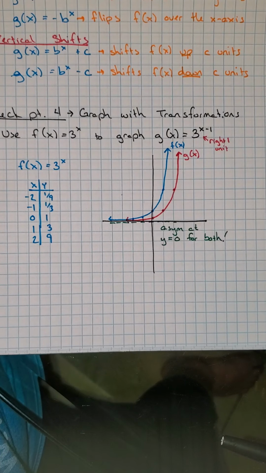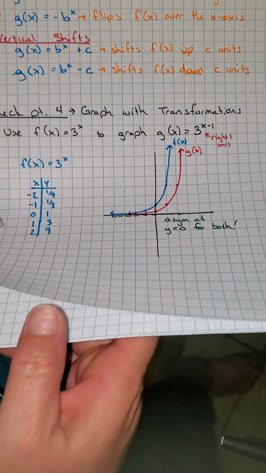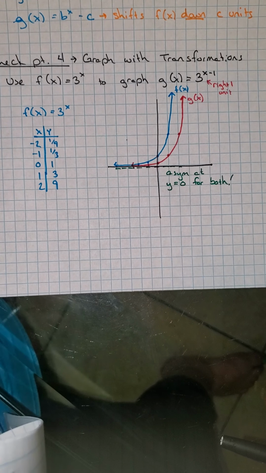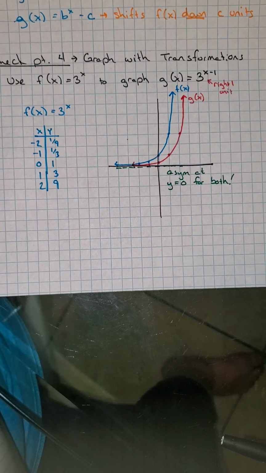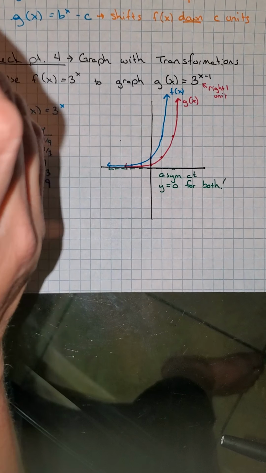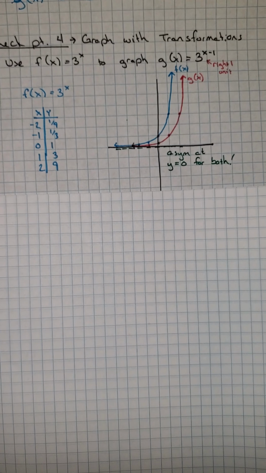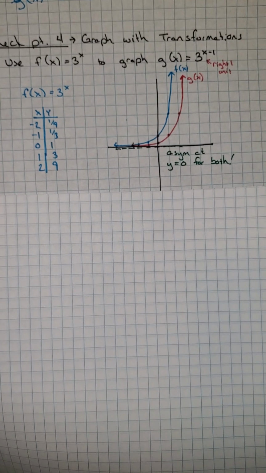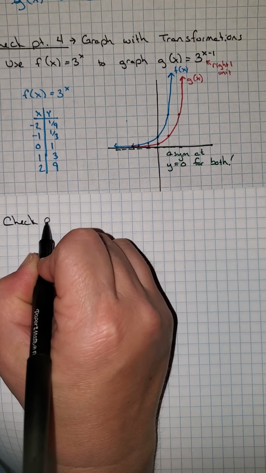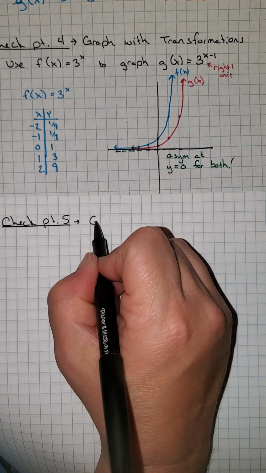Now let's look at checkpoint 5. And these you're mostly just going to have, it's not like 2.5 where you had a bunch of things to do with each one. This one, you just mostly just have one thing to do on each one. Alright, so checkpoint 5. Again, we're graphing with transformations.